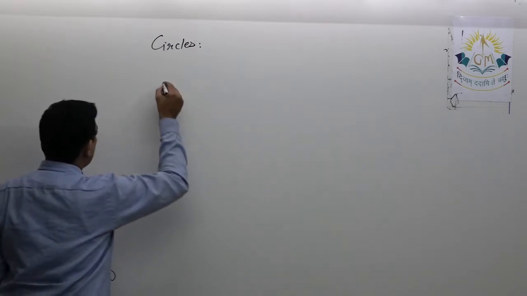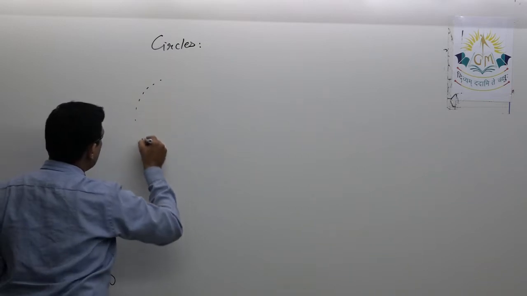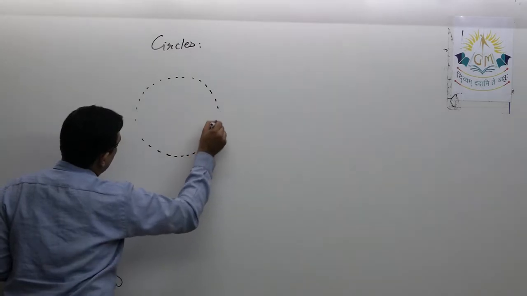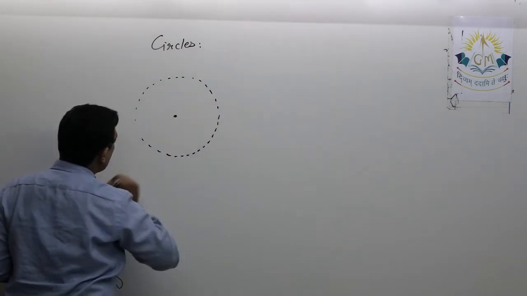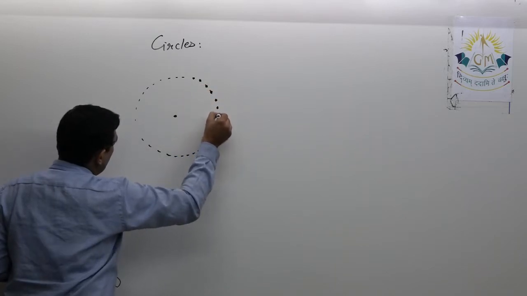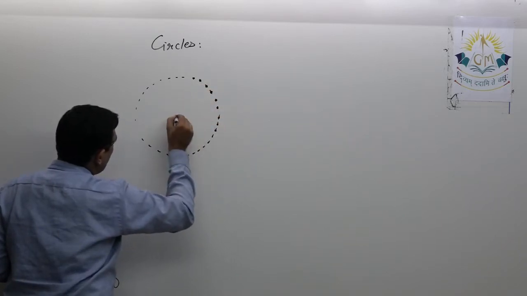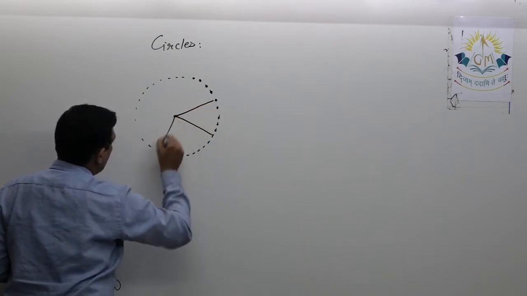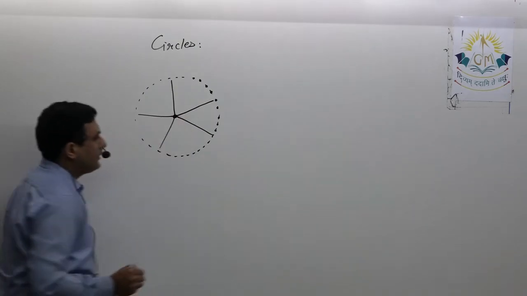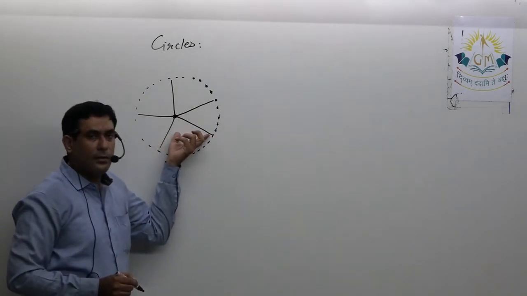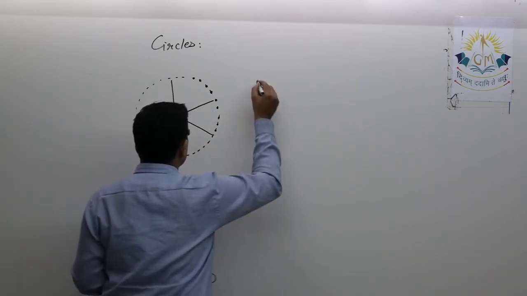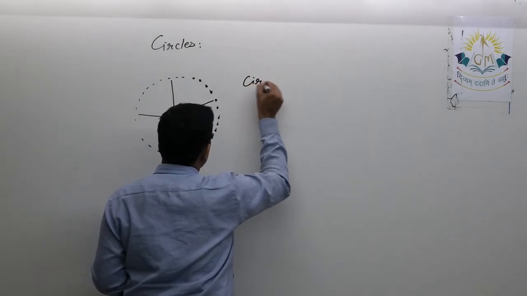A circle we can say is a set of points such that the distance of those points from a fixed point is always fixed. Okay, this is a fixed point. Now I am saying a circle is a collection of all these points whose distance from a fixed point is always fixed. Okay, this is called the circle. Now this fixed point is called the center of the circle, and this fixed distance is called the radius of the circle.